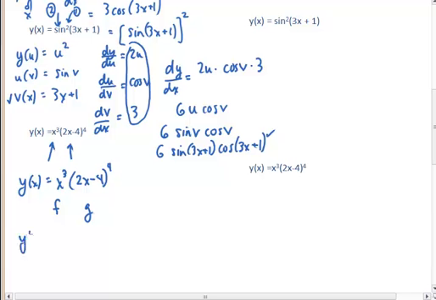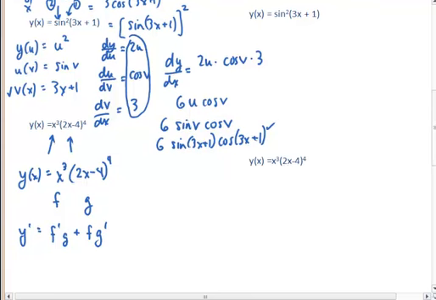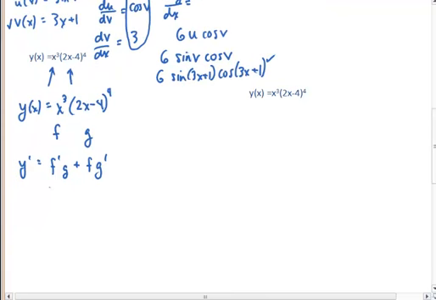The derivative would be equal to the derivative of the first times the second, plus leave the first alone, times the derivative of the second. So just for explanation purposes, I'm going to write out what my f and my g functions are. So f is equal to x cubed, g is equal to (2x minus 4) to the 4th. My f prime is easy, it's just a simple power rule, but my g prime requires a chain rule.